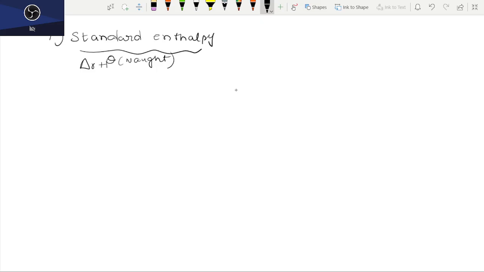This naught represents standard state conditions, which are defined as a pressure of 100 kilopascals. The naught, whatever is represented, gives a standard measurement or standardized representation of conditions for measuring the pressure of gases. Standard enthalpy we are learning now, and its formation.